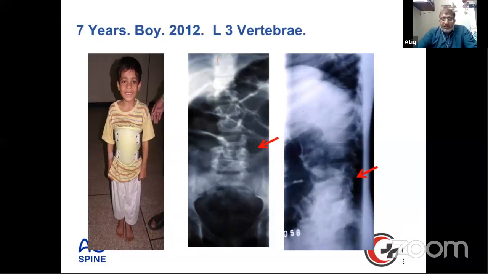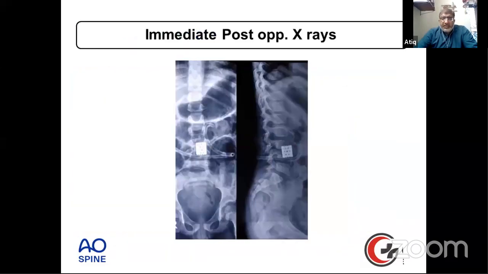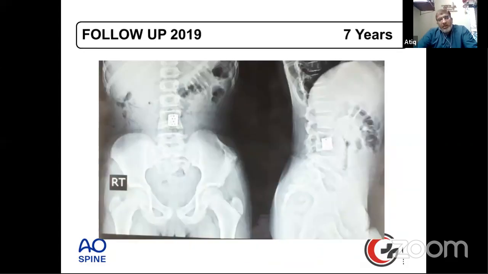This is a separate topic, the pediatric spine, and even in the pediatric patients, we are doing the anterior decompression and cage. In this patient, there's a lot of pus. We have done anterior decompression and cage, and this is the 3 years follow-up, and the cage is at its place, and it does not cause any problem.